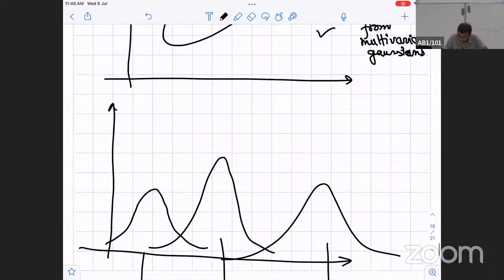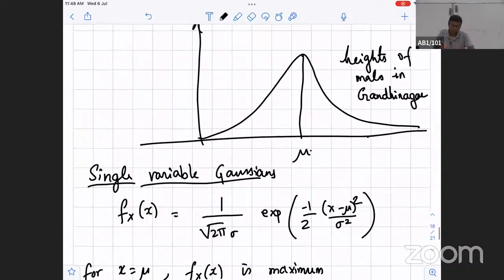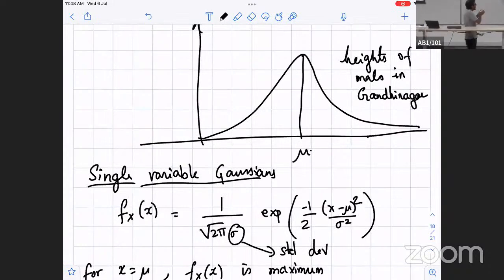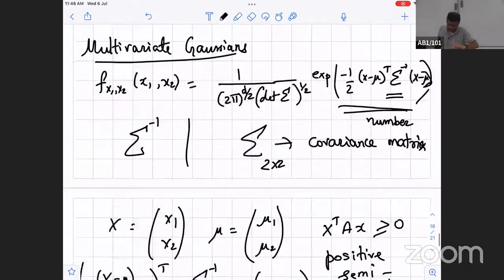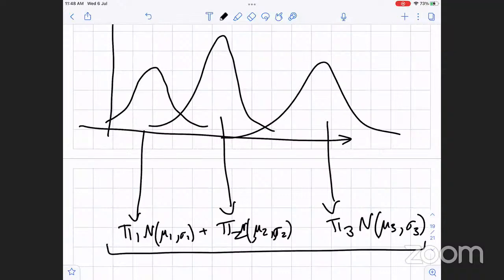By the way, I didn't explain what this sigma is. Sigma is the standard deviation. It represents how much the spread is. If sigma is small, the spread is not so much. If sigma is large, it spreads more. Do you understand how the Gaussian mixture is coming? So the heights of my population can be thought of as coming from this mixture. Is that all right?